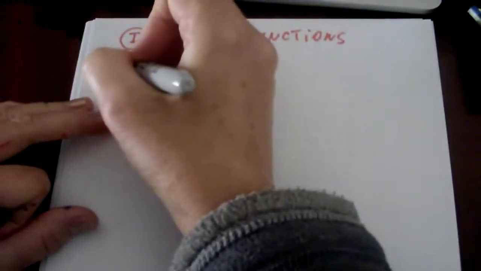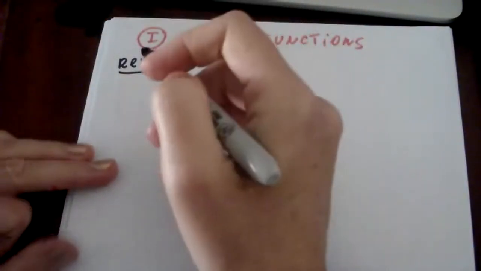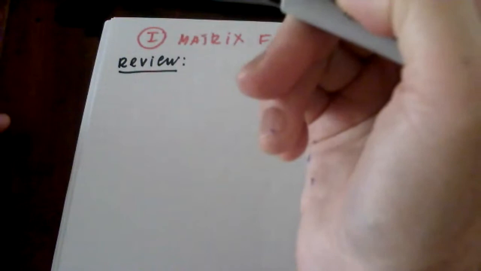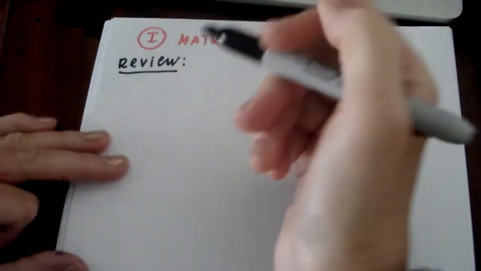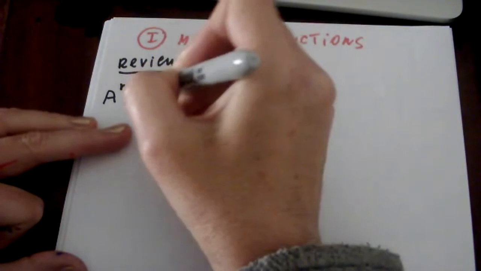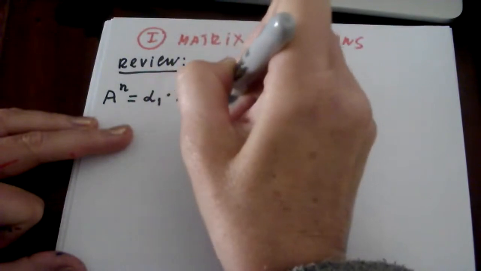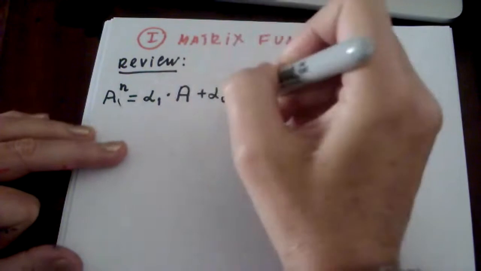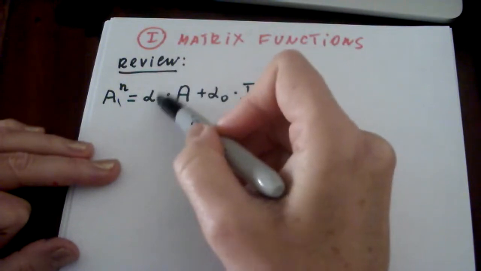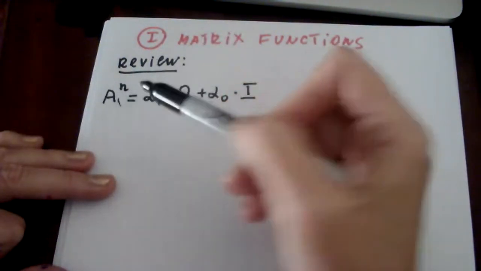Let's make a review of the material discussed in the previous tutorial 3. If you remember, we were dealing with matrix powers back then, a week ago. The task was to find A to the power of N if you were given a matrix A. What was the method? Let me remind you. Matrix A to the power of N was being calculated using this formula: alpha 1 was just a numerical coefficient, times matrix A, plus alpha 0, another coefficient, times the identity matrix of the same size as A. Our task was to find these numerical coefficients and then to substitute them here, and that's how we got this power of matrix A.